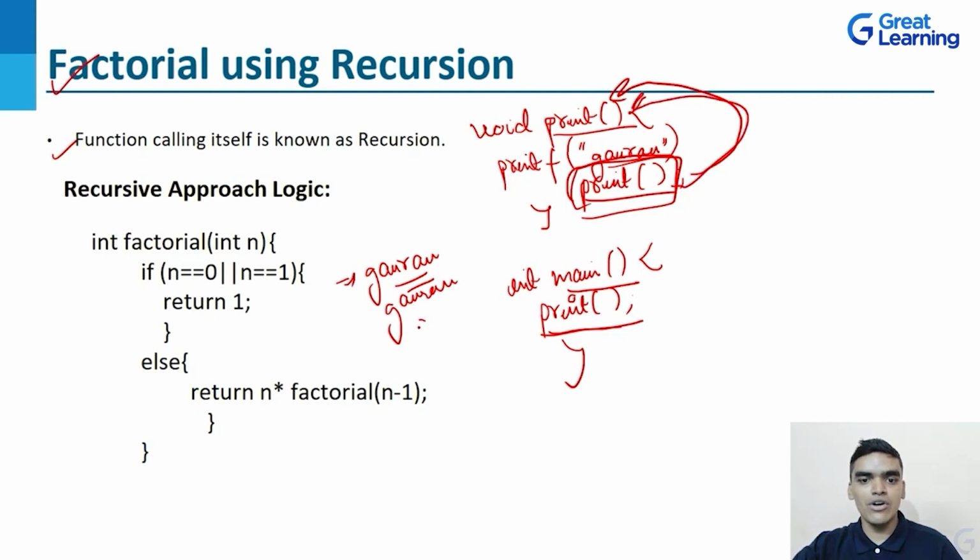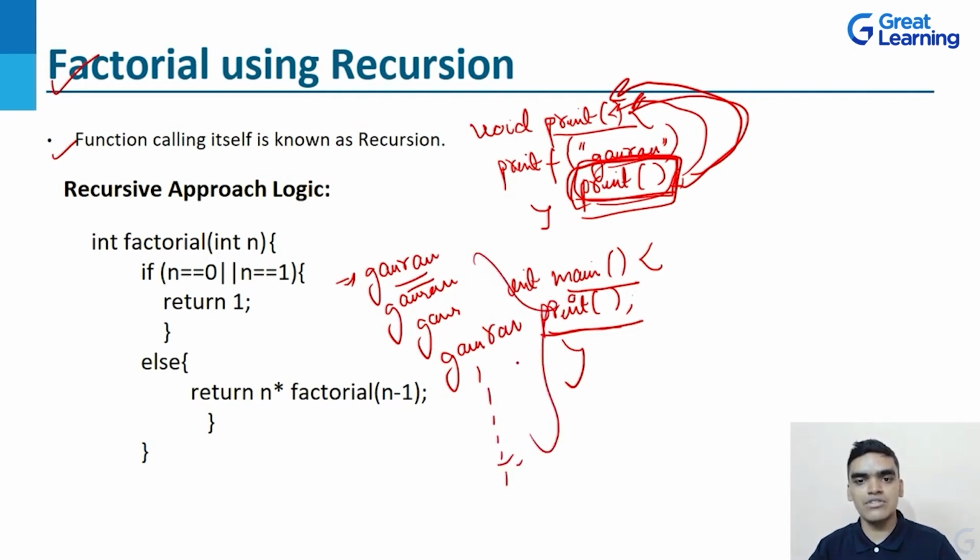So again it will print Gaurav. Then again it will see, yeah, the function is once again calling itself. Again it will print Gaurav. So like this, it will print Gaurav an infinite number of times. So this is the basic concept that I have shown you about recursion.